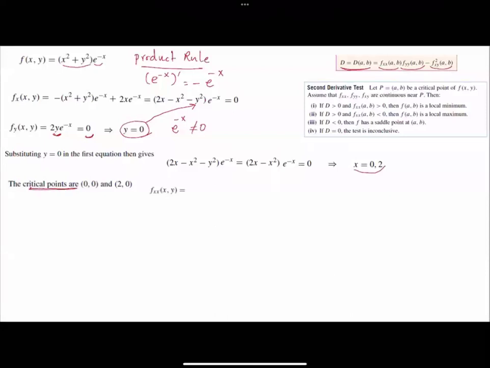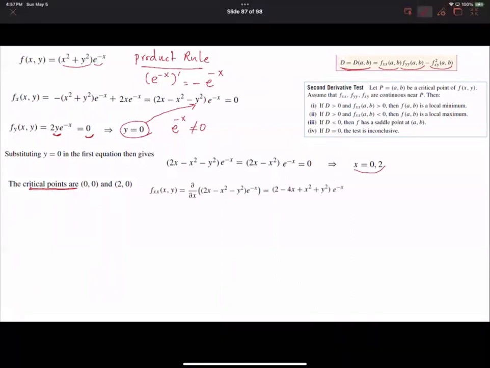The second partial derivative of f with respect to x is the derivative of (2x minus x squared minus y squared) e to the power negative x. But again, you have to apply the product rule, everybody. This becomes (2 minus 4x plus x squared plus y squared) e to the power negative x. So let me erase this part of the board. I can explain this for you.